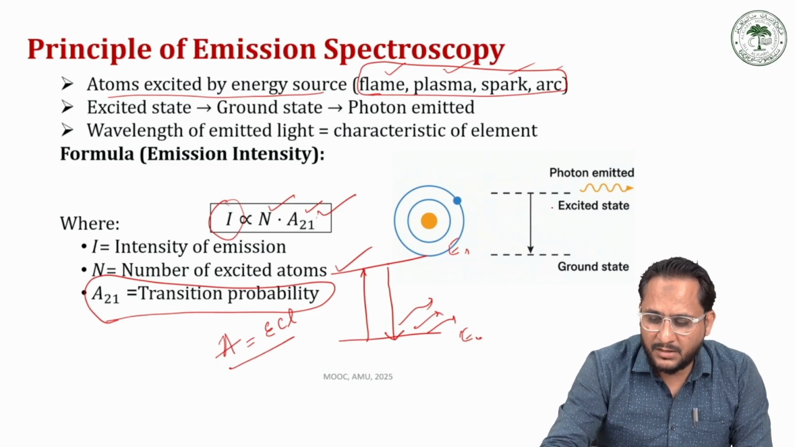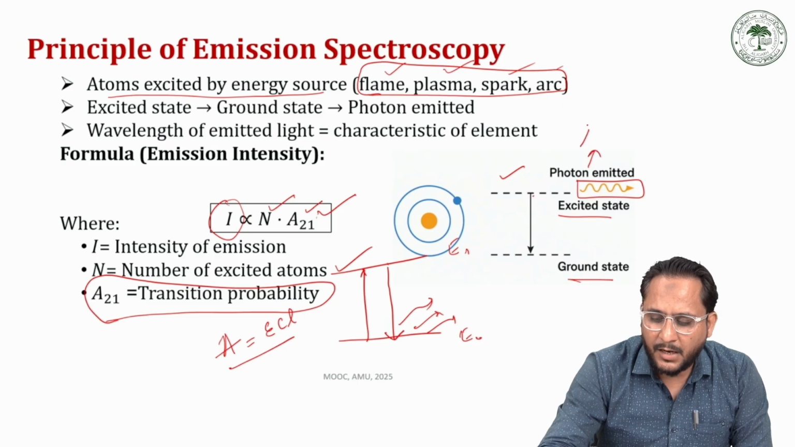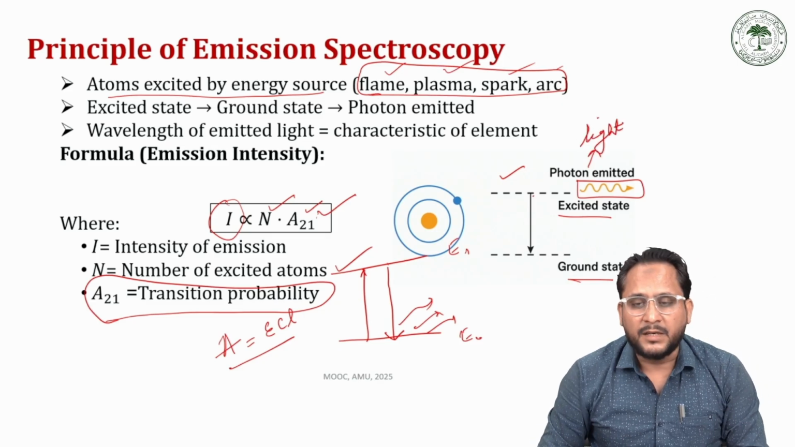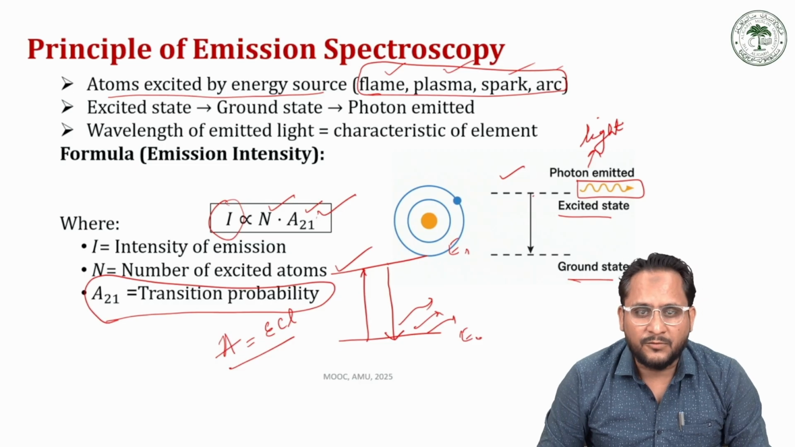So here you can see in this figure that when electrons are coming back from excited state to the ground state, some photons are emitted, means some light is emitted, because light is nothing but packets of energy which are called photons.